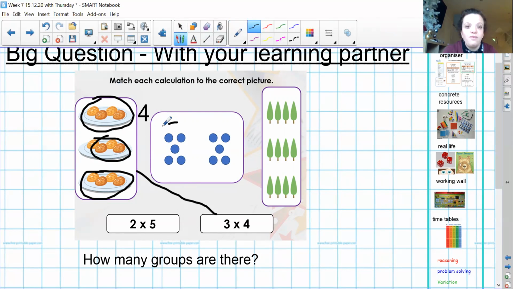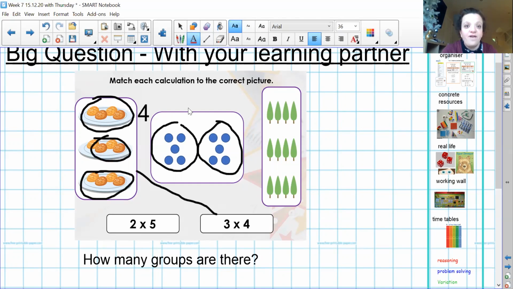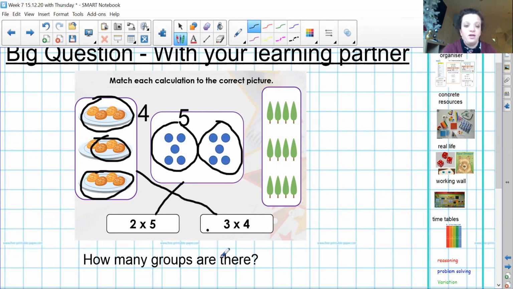Right, let's look at our next one. We've got 1 group and we've got another group. So that means we've got 2 groups, and in each group we have got 5. So we've got 2 groups of 5, which we can write as 2 times 5. Fantastic.